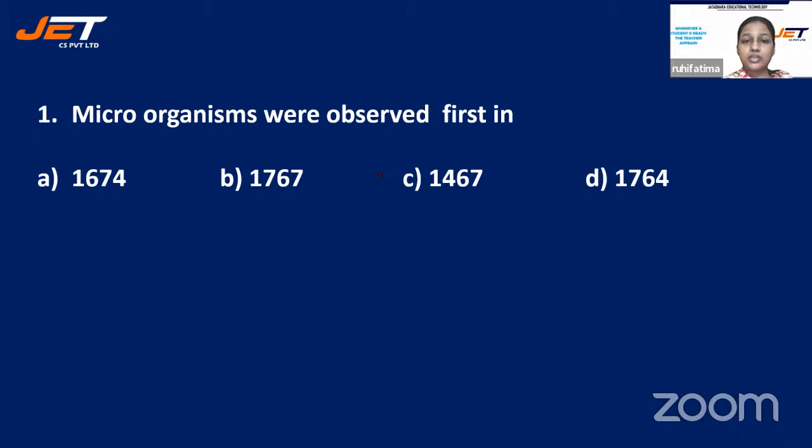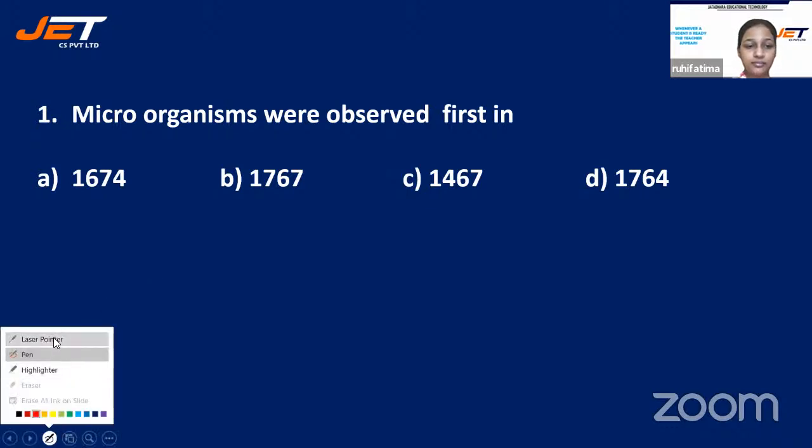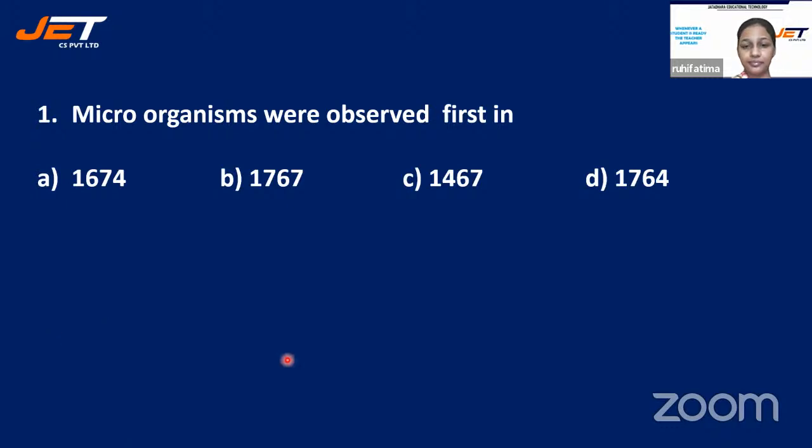Microorganisms were observed first in dash. Come on, your 30 seconds starts now. Come on, students. You can write your answer in the chat box that is open for you all. All right, students. And the correct answer for this is 1674. Microorganisms were first observed in 1674.